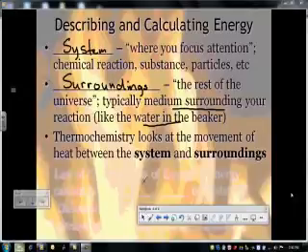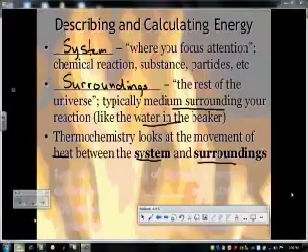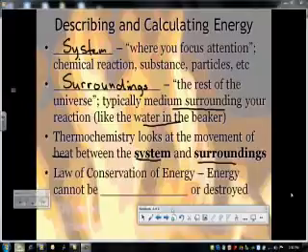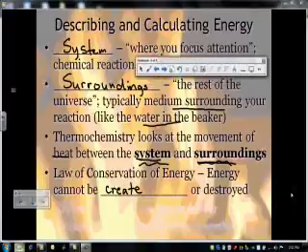Thermochemistry is the focus of heat that moves between the system and the surroundings. So we want to make sure that we know what our system is. Then the law of conservation of energy says that we cannot create or destroy energy. So during a change like this, whatever energy is lost by the system would be gained by the surroundings, the same amount of energy, because we can't have energy just disappearing into nowhere. Likewise, if the system gains energy, that means the surroundings lost the energy.